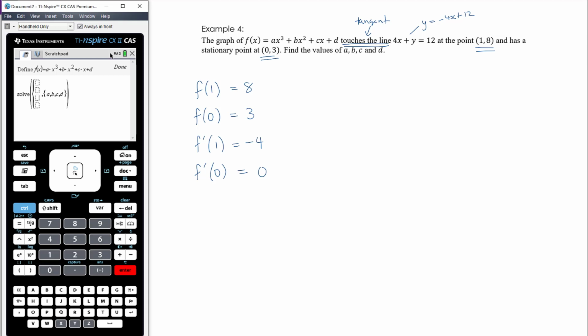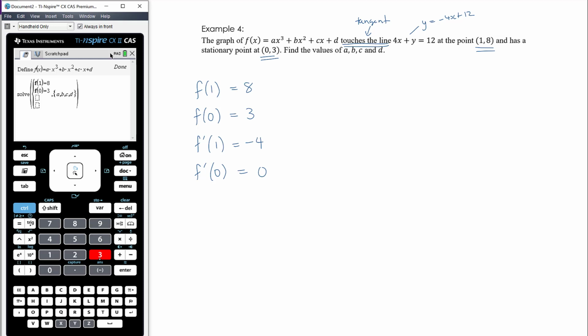The first 2 equations are really easy to enter in. F of 1 equals 8. Oops, sorry, lost the equal sign there. Equals 8. And the second equation, f of 0 equals 3. Great, they're easy. Now the second 2 equations, we want to talk about the derivative when x equals 1.